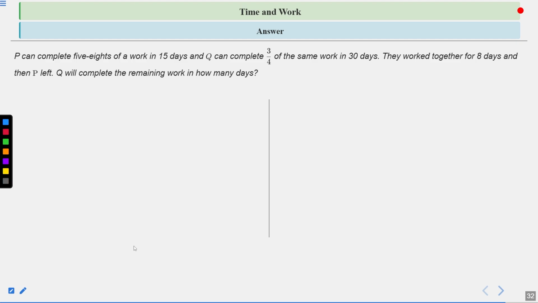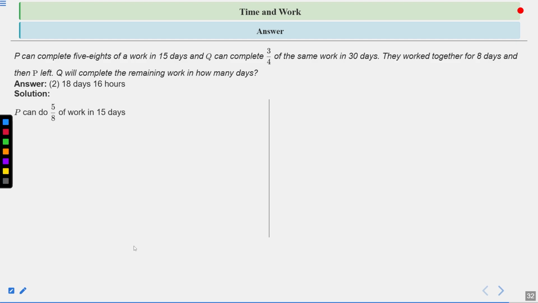Now the question says that they work together for 8 days and then P left. So first we take the LCM of the total time taken by P and Q. Then we get the efficiency of P and Q. Then we calculate the 8 days of work of P and Q together, subtract it from the total work, and divide the remaining work by the efficiency of Q. We get the number of days. So the correct answer of this question is the second one, which is 18 days 16 hours. Now see the detailed solution of this question.